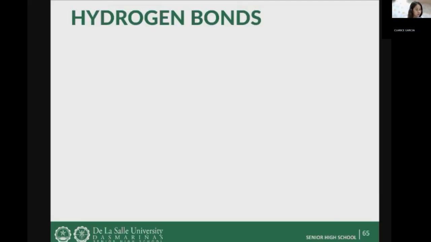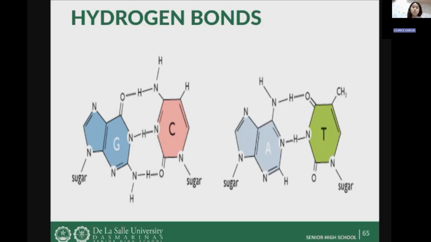Okay? So hydrogen bonds are very important. Why? Because this is where the nitrogenous bases are bonded together. In terms of bonding, guanine and cytosine are bonded together. Adenine and thymine are bonded together. This is called Chargaff's rule. In Chargaff's rule, there is always a pairing of the purines and the pyrimidines.